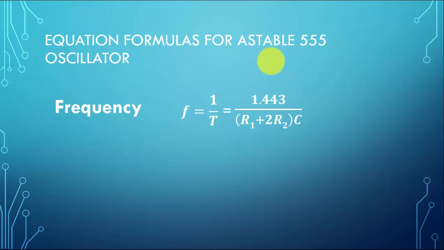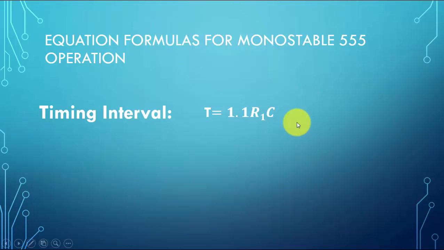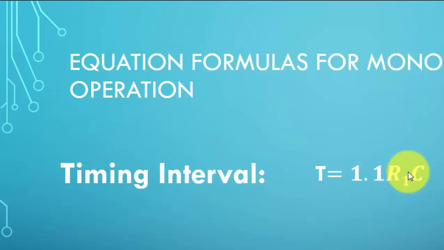So here's the basic formula of the frequency, and from the frequency you can get the timing equation, T, or the period. The equation reads 1.443 divided by (R1 plus 2R2) times the capacitor. This is the formula for a monostable 555 operation where we don't have R2 anymore, and this will help you determine how long a time delay this 555 timer will generate.